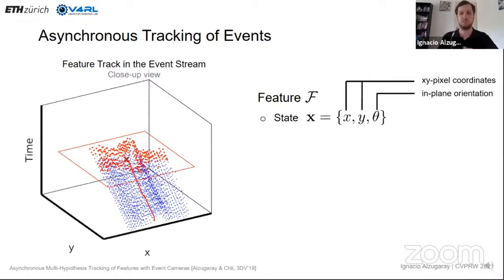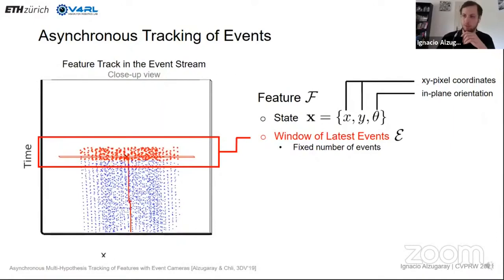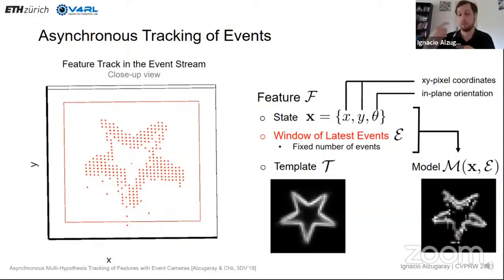That is the XY pixel coordinates, orientation maybe. And then we're going to consider a window of latest events surrounding this feature. So from the combination of both things, we can define a projection, what we call the model. And this projection is to be matched to a template that we are regenerating only from the events, on the go, on the fly, not something that is pre-computed, according to some alignment score.